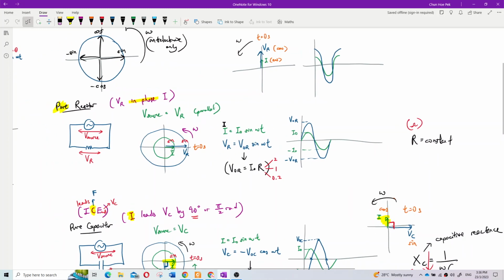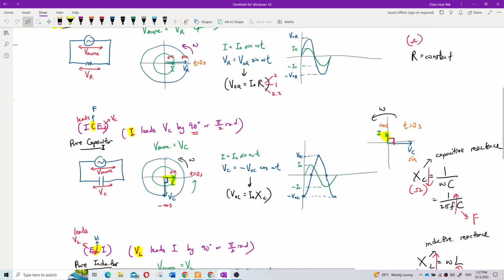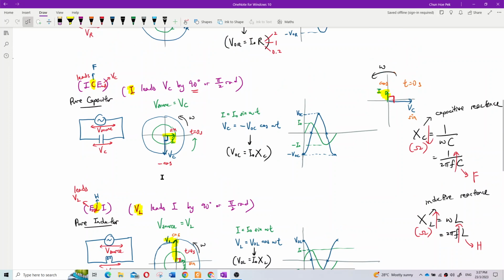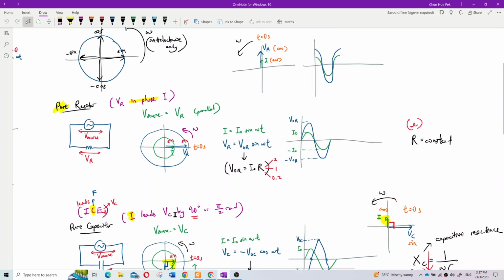Last time we just talked about current and voltage, how they change sinusoidally. We learned that for a pure resistor, voltage is in phase with current, for a pure capacitor it is ICE, and for a pure inductor it is ELI. Still remember that, class? For a pure capacitor, current is leading; for a pure inductor, voltage is leading. But for a resistor, voltage is in phase with current. So I want to continue straight away from here.